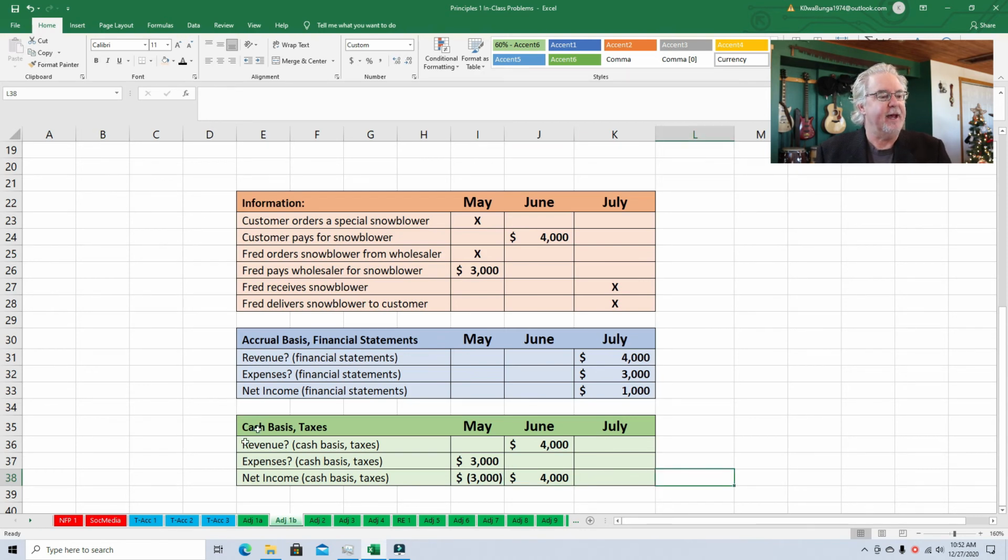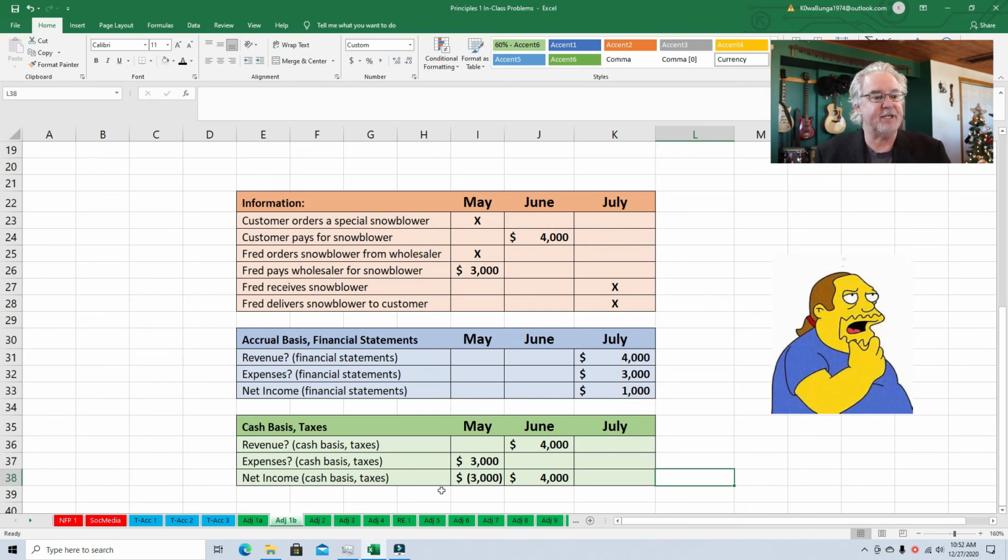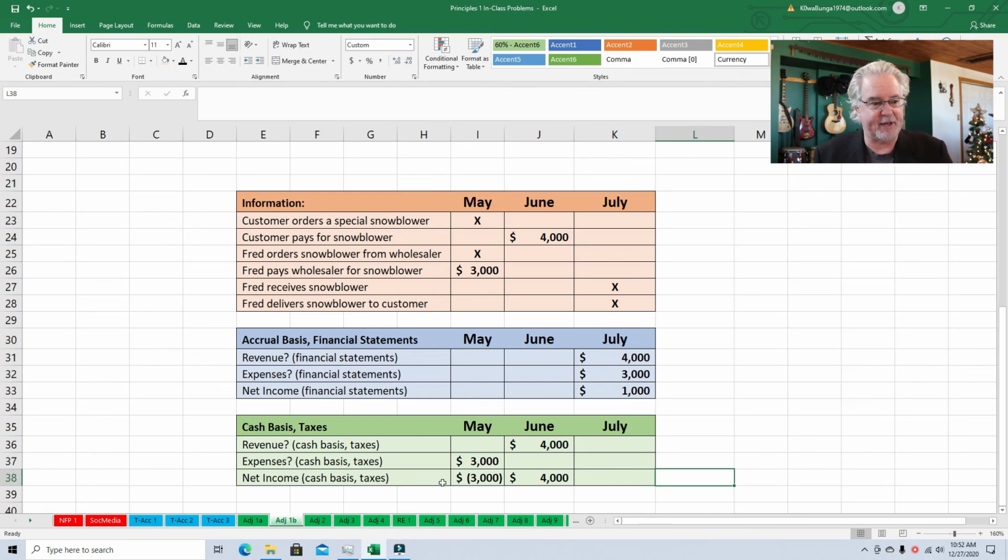So you can see that the difference here between the accrual basis and the cash basis can be really, really big. In this case, it is really big. Fred, on the accrual basis, is claiming all his revenue and expenses in July, but on the cash basis, it depends on when he's getting paid and when he has to pay out money. So it looks very, very different. So anyways, folks, that is the difference between the accrual and cash basis.